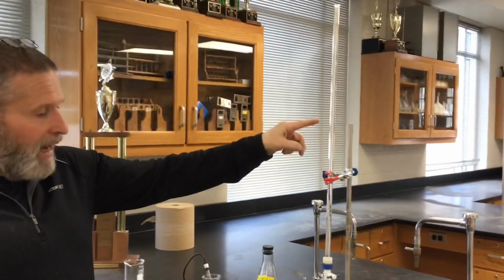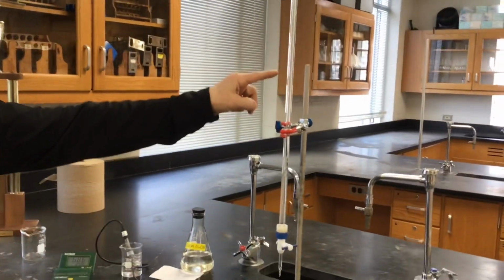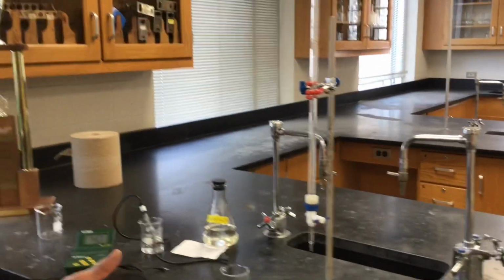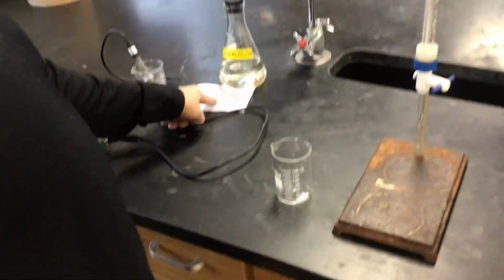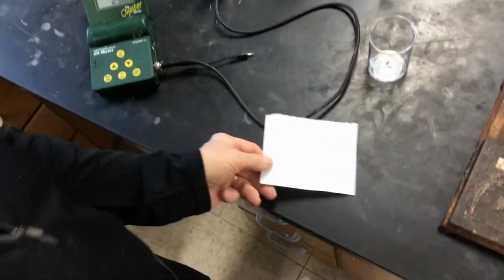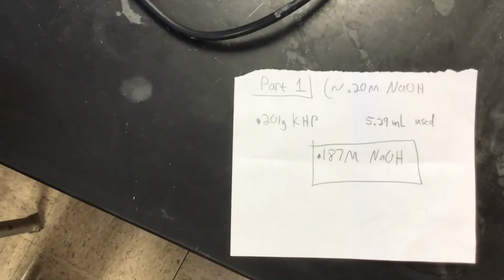moles that you've added. And so what we've got today is a strong base, sodium hydroxide, that is in our burette. Now I can tell you the concentration for this. Concentration of the NaOH is 0.187. Standardized it yesterday.